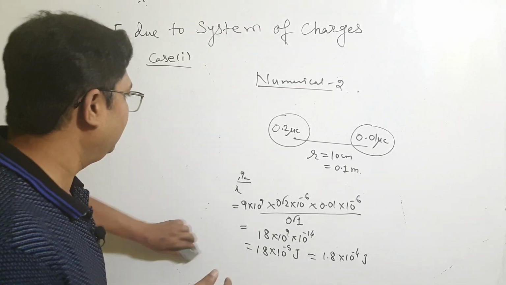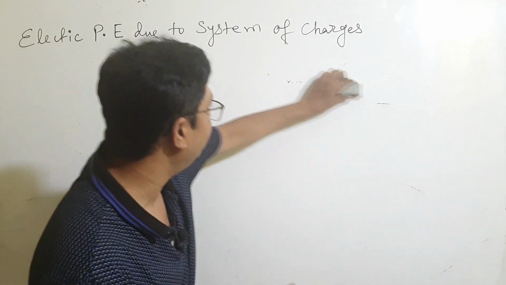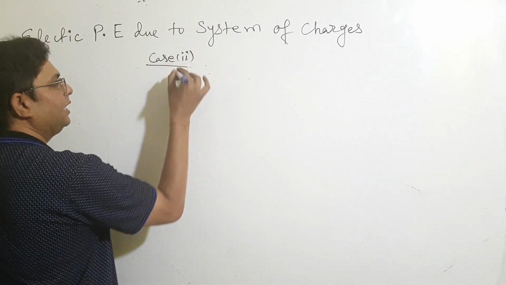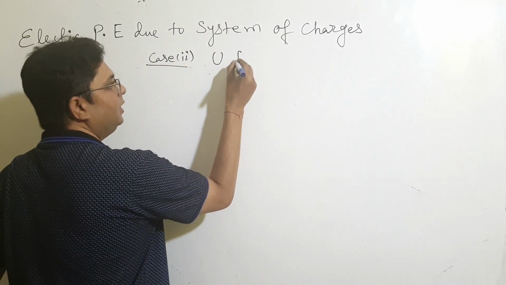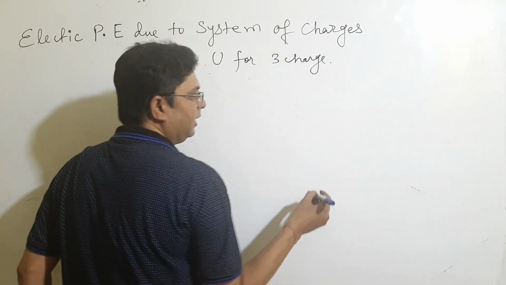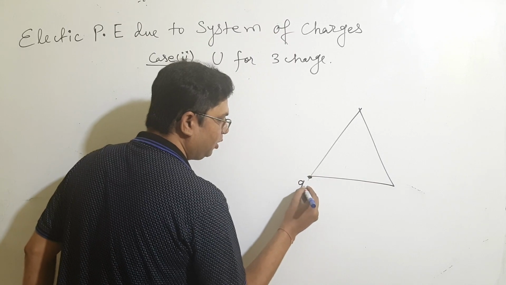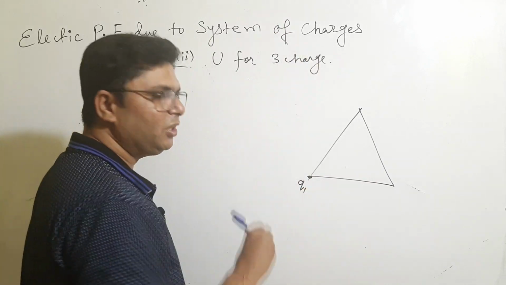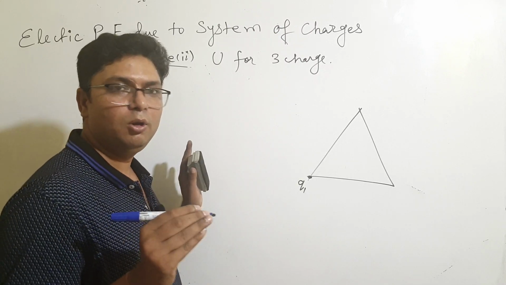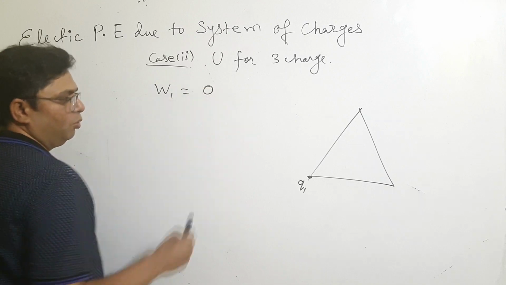Now let us see case number second, in bringing three charges from infinity to a point. Let us deal with the second case: potential energy for three charges. Let us take a triangle here. Let us keep Q1 charge here. When we bring Q1 charge, no work will be done because there is no potential. So W1, the work, is equal to 0.